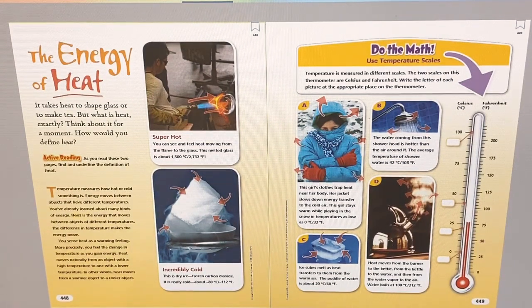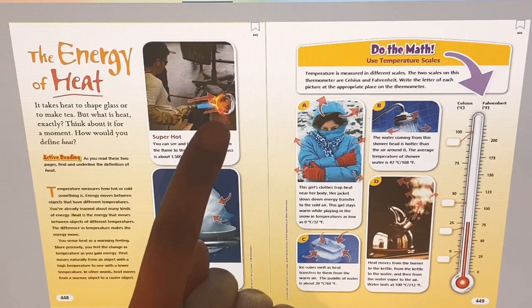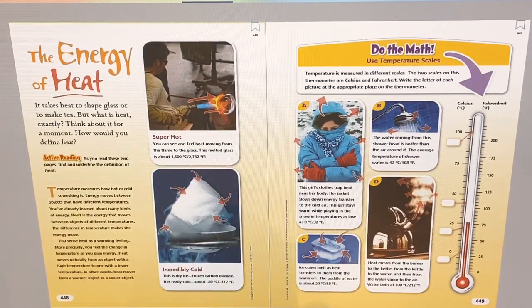Look at the pictures you have over here. Ooh, super hot. Look at the energy of the flame. The energy of the flame is affecting the glass. What is it doing to the glass? It's melting the glass. Yes, you can see and feel heat moving from the flame to the glass. This melted glass is about 1,500 Celsius. Ooh, too much temperature. So it takes heat to shape glass or to make a tea.